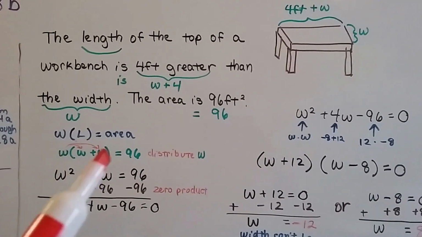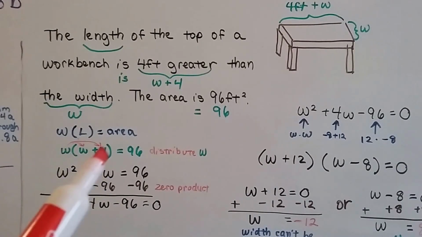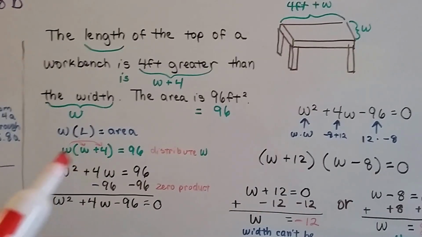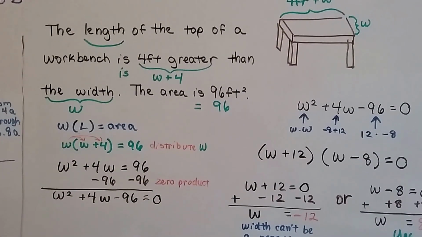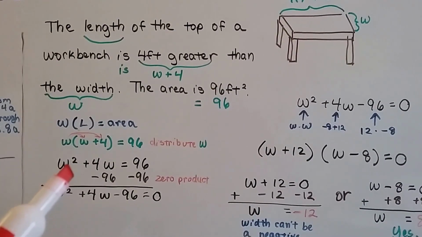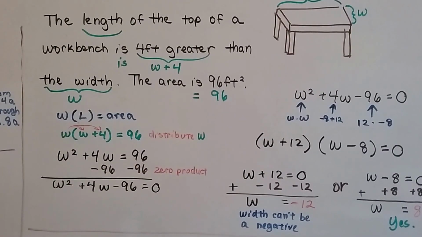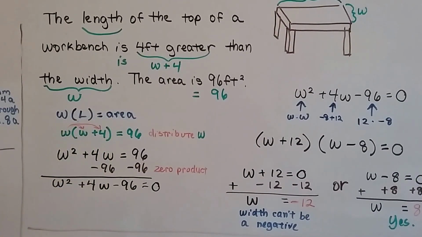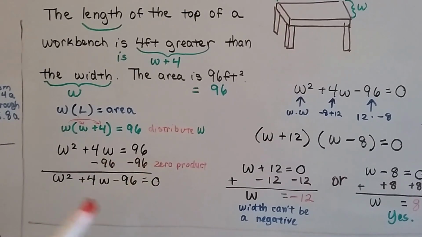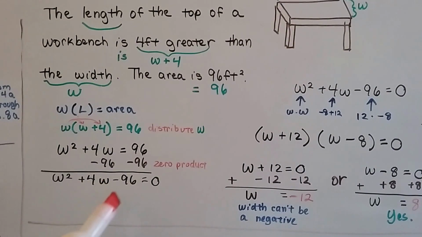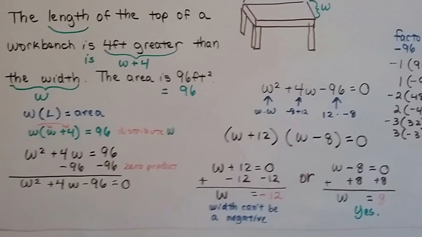I put width times length, which is the same thing, in order to keep this in a distributive order, so we could distribute this w to each one. And we get w squared plus 4w equals 96 when we distribute that w to each term. For the zero product principle, we subtract 96 from each side, and we get w squared plus 4w minus 96 equals 0. Now we can factor this.